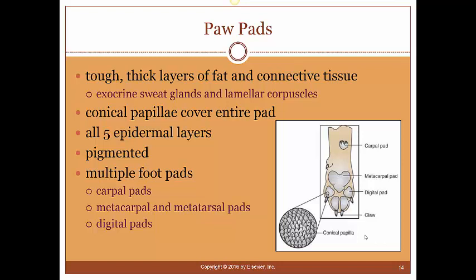We see all 5 epidermal layers here. They are pigmented. And then we do have different pads. So we have the carpal pad, which is the most proximal pad. A lot of times this is not a weight-bearing pad, and it's not nearly as thick. The main weight-bearing pad ends up being the metacarpal pad, which bears somewhere around 80% of the body weight, and it's in the center underneath the metacarpal bones. And then we'll have the digital pads, which bear about 20% of the body weight, and these are right on the end of the digits.